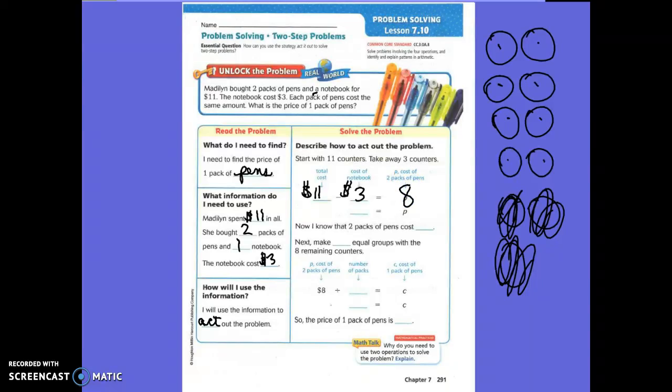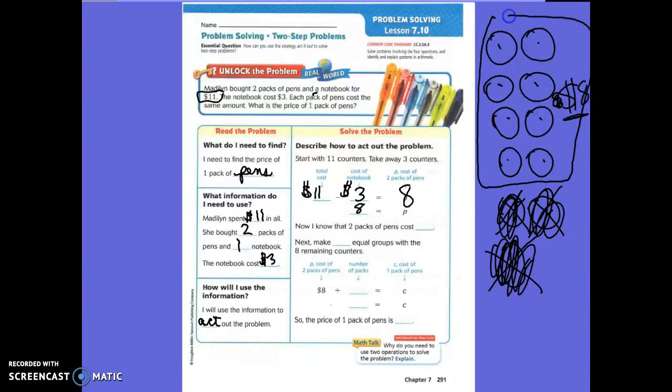Okay, so you can't say the cost of a pack of pens is $8, because we bought two packs for $8. Now, I know that we spent $8 on pens. However, we bought two packs of pens. So what does that mean we need to do, guys? Two packs of pens had to cost $8. But now we need to make equal groups. We need to split the $8 between two packs of pens.